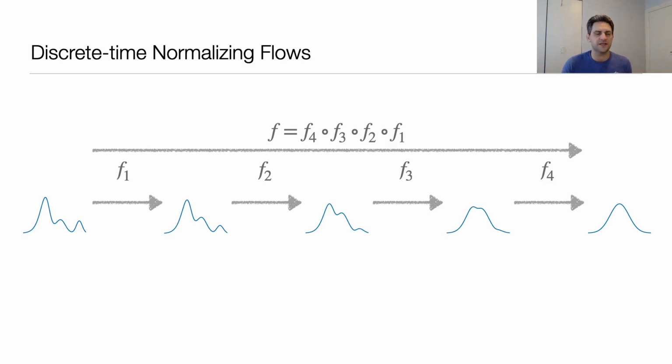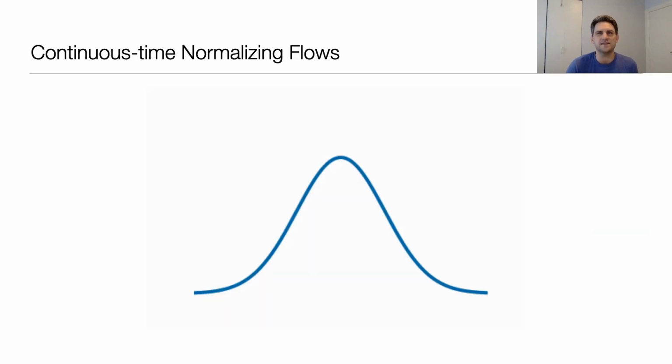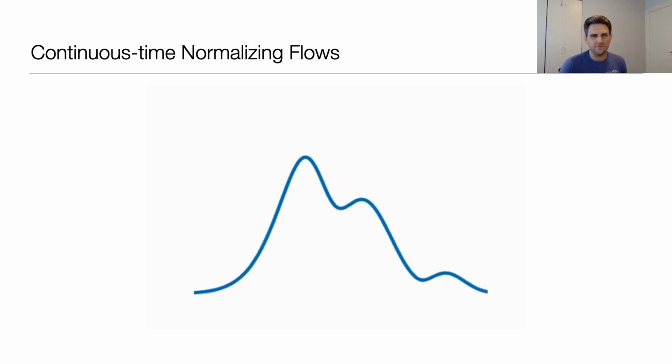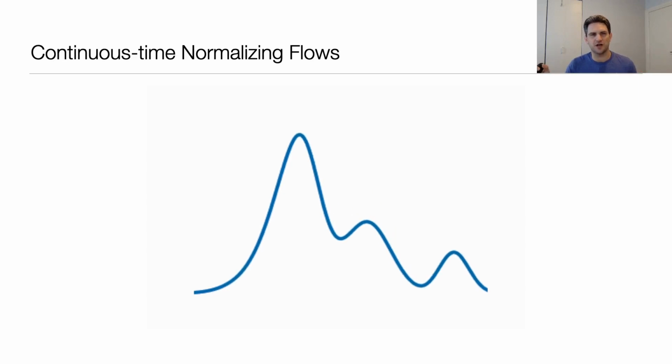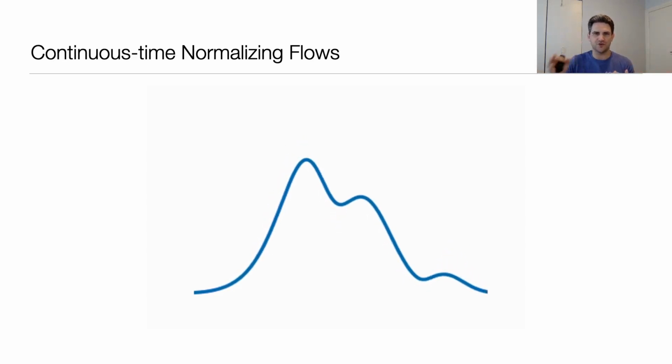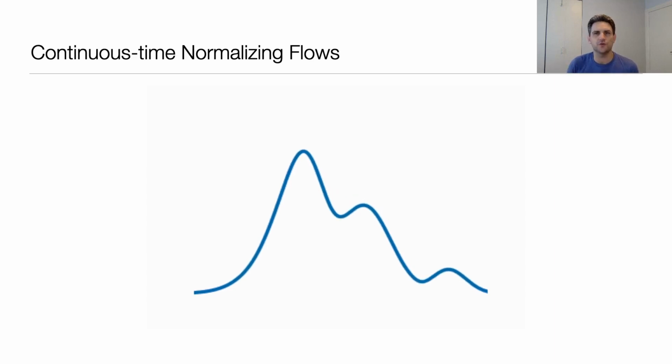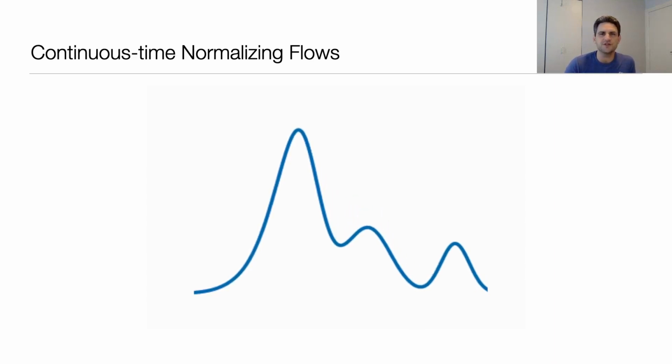You can look at the limit, in essence, of an infinite number of transformations, and that gets us to something called continuous time normalizing flows, where you can think of a continuous deformation of the probability distribution instead of these discrete, rigid transformations. Right, and this can be done through the use of ordinary differential equations.